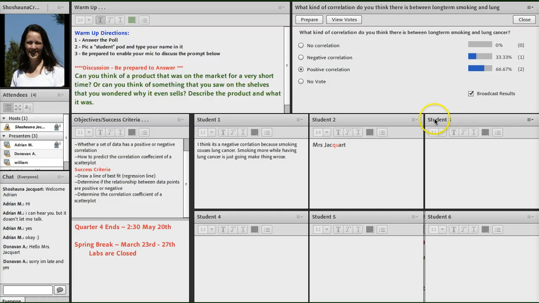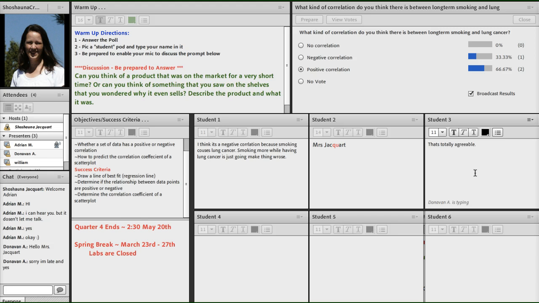Then I asked Adrian to defend his answer, and I'm going to read it. He said, I think it's negative correlation because smoking causes lung cancer. Smoking more while having lung cancer is going to make things worse. Okay, I can see why you'd pick a negative correlation. There is a strong correlation between smoking and lung cancer.